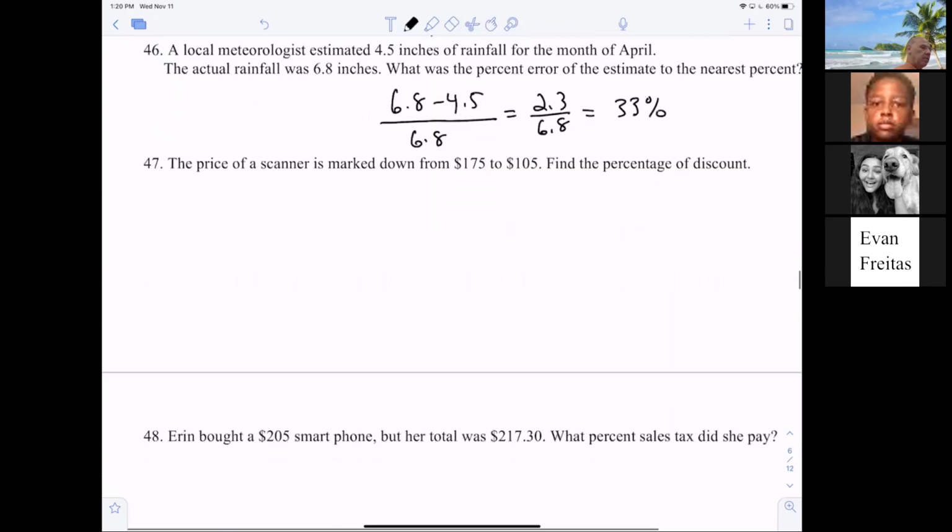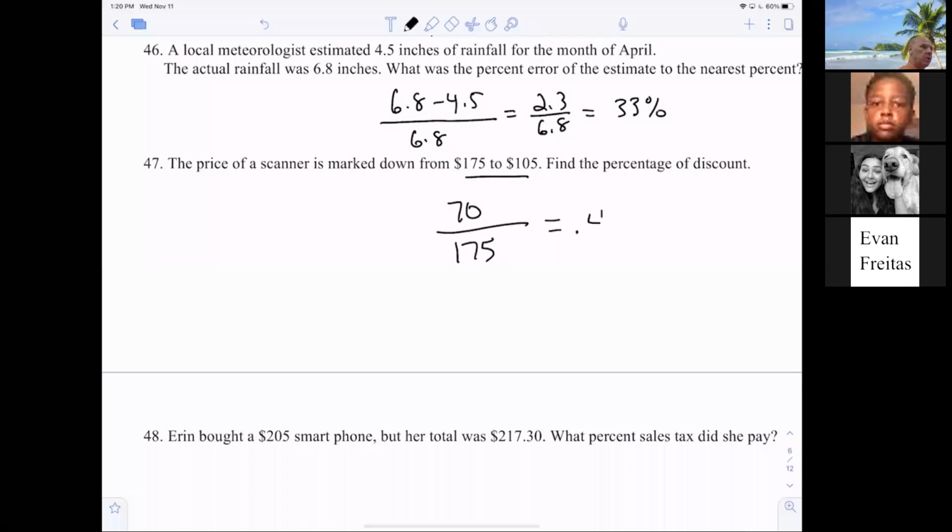All right, the price of a scanner is marked down from 175 to 105. So again, we're finding a percentage, right? So that means we're probably going to divide. So what's the change? $70. What was the original price? That's how easy that is. What does it say? Exactly 0.4? Which is what percentage? 40%. Thank you, kiddo. 40%.